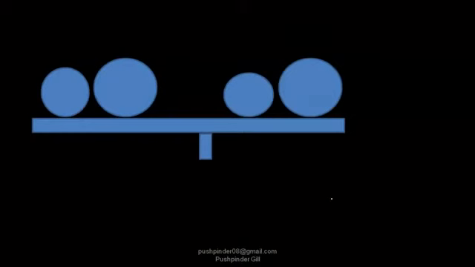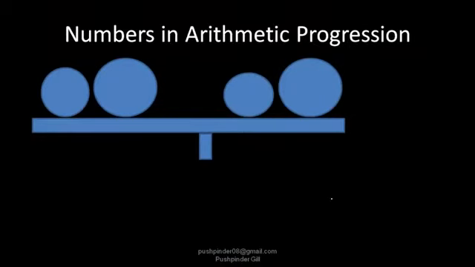Those numbers are numbers which are in arithmetic progression. Now what numbers are in arithmetic progression? Those numbers which have a constant difference between them. You're understanding my point? If the numbers have a constant difference between them, that means those numbers are gonna give equal deviation, positive and negative. Let me take that thing. Let's suppose this number is 5, this number is 10, this number is 15, and this number is 20.